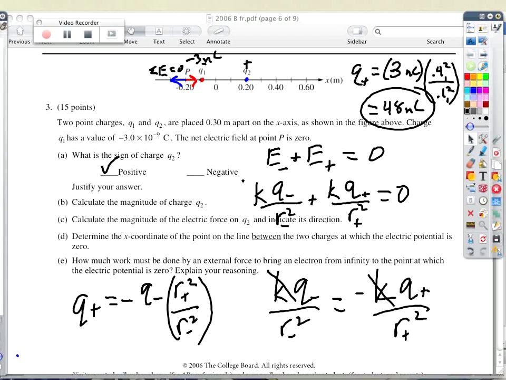Yeah, so again, we said this was positive because the other one, the field goes to the right, so you have to have something going to the left. Then calculating the charge of Q2, the positive charge, all I said was that the sum of the electric fields is 0 because they told me that right there. The net electric field is 0. So then I just do all that.